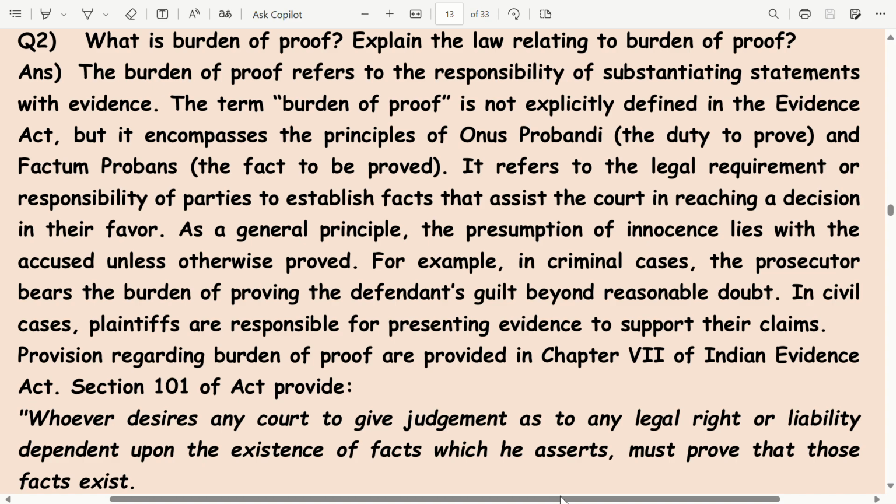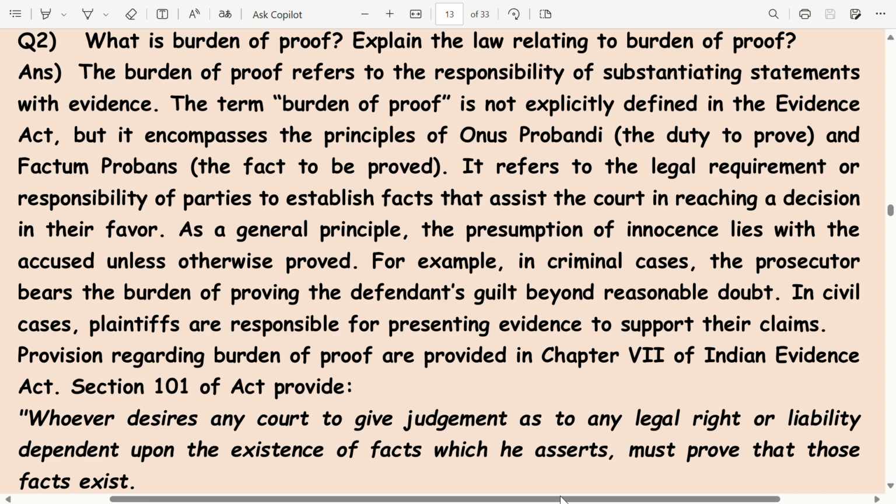For example, in criminal cases, the prosecutor bears the burden of proving the defendant's guilt beyond reasonable doubt. In civil cases, plaintiffs are responsible for presenting evidence to support their claims. Provisions regarding burden of proof are provided in Chapter 7 of the Indian Evidence Act.